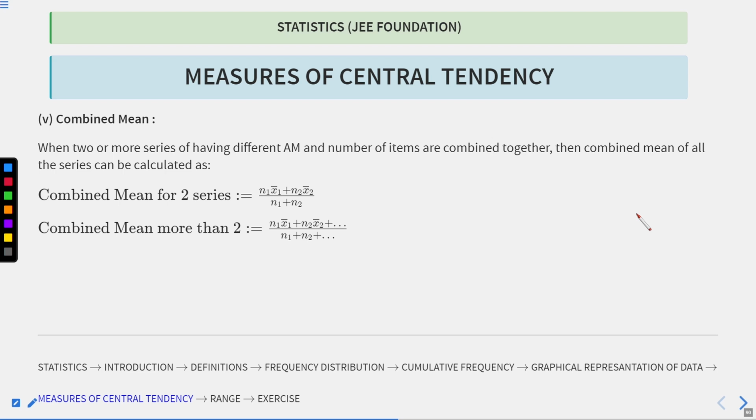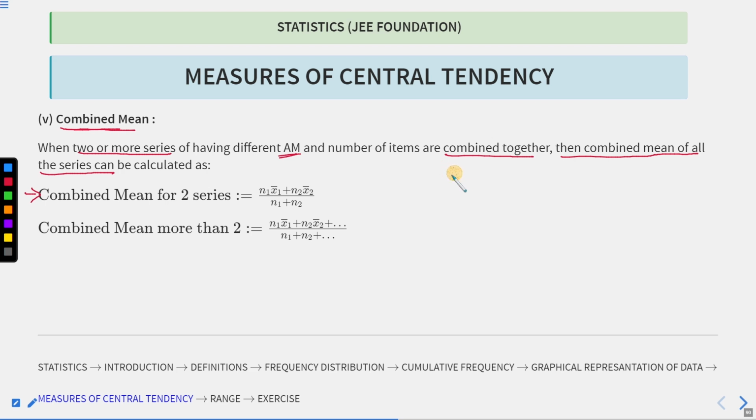Now we'll see combined mean. What do we mean by combined mean? If I am given two or more series having different AMs and numbers of items, and both of those series are now combined together, then my combined mean of all the series is calculated as follows. In the case of two series, for example, my first series is this one.